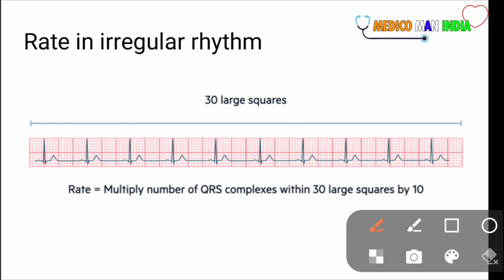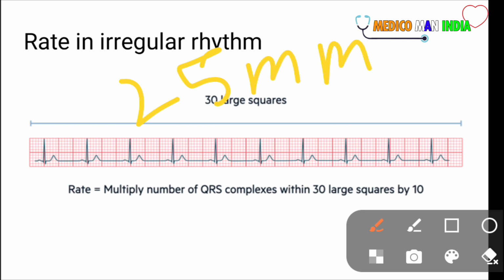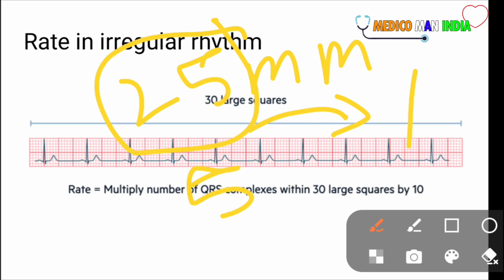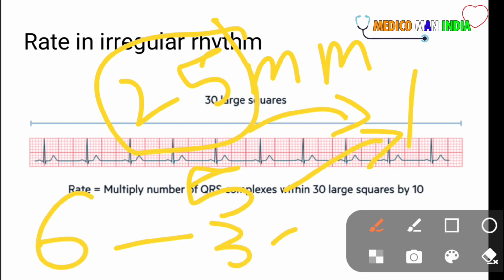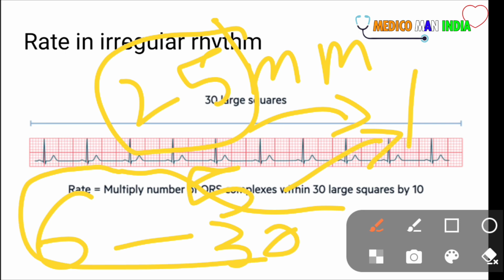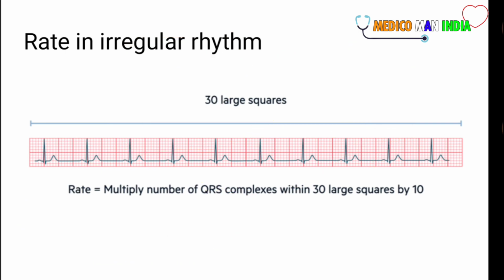I hope you understand. The 25 mm per second is the speed of the ECG paper, which indicates 25 small squares pass in 1 second. So 5 big squares pass in 1 second. So totally in 6 seconds, how many big squares will pass? 30. I hope you are understanding this math. This is rate.